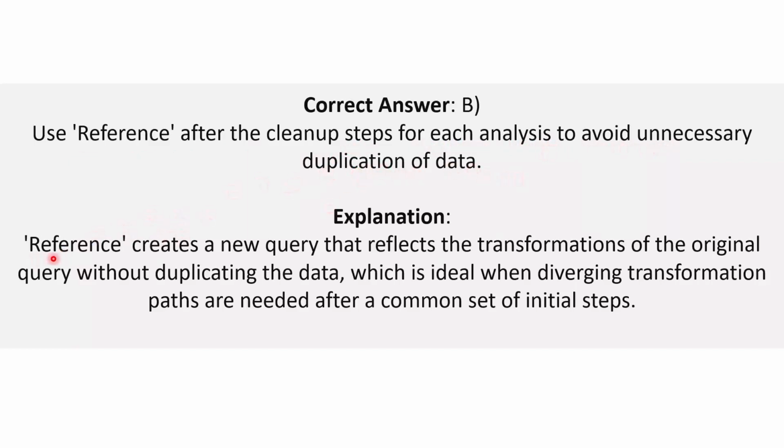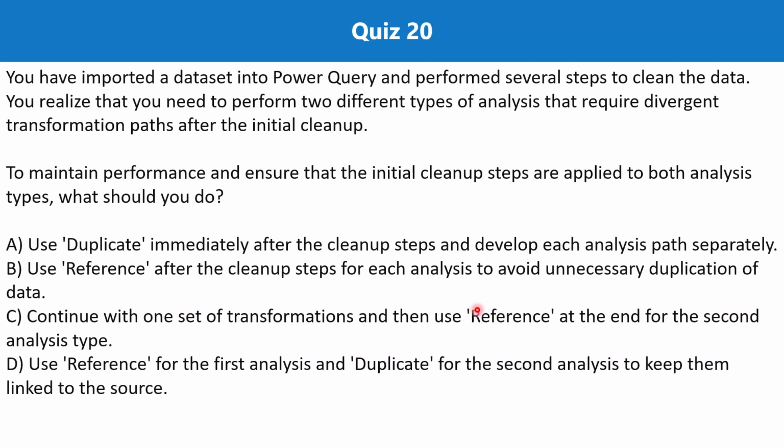And the explanation here says that the reference creates a new query that reflects the transformations of the original query without duplicating the data, which is ideal when diverging transformation paths are needed after a custom set of initial steps. So you have to ensure that the initial cleanup steps are applied to both the analysis types. That is only achievable with reference. If we select duplicate, then obviously the steps are duplicated for all the queries that you create using duplicate. That is why option B is the right answer for this particular question.